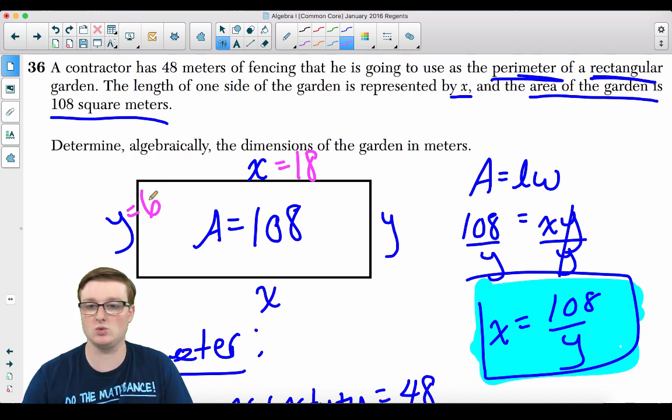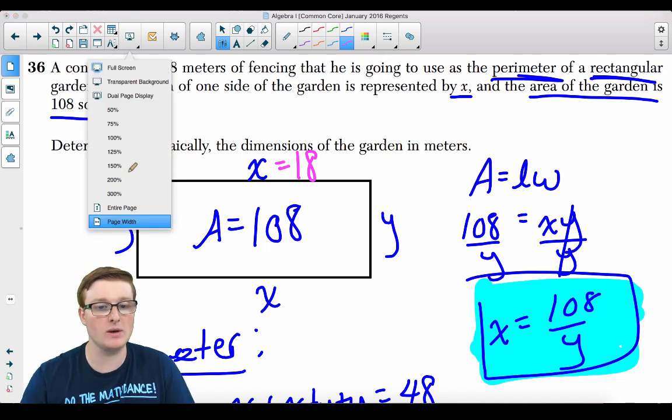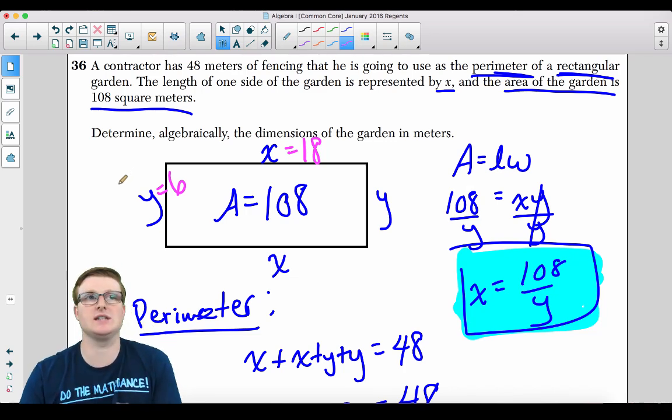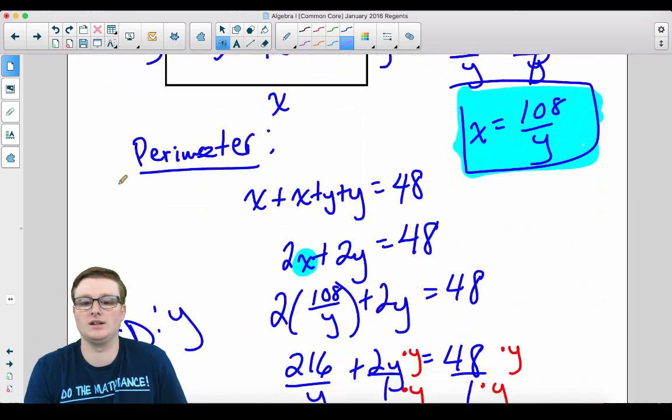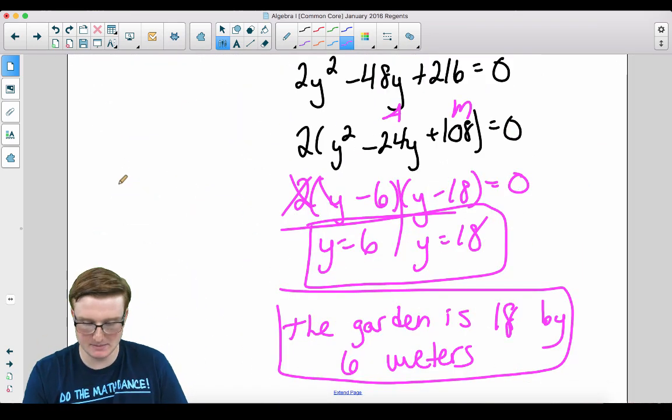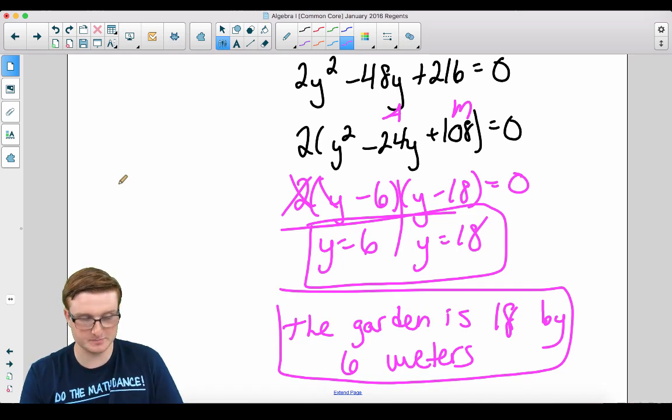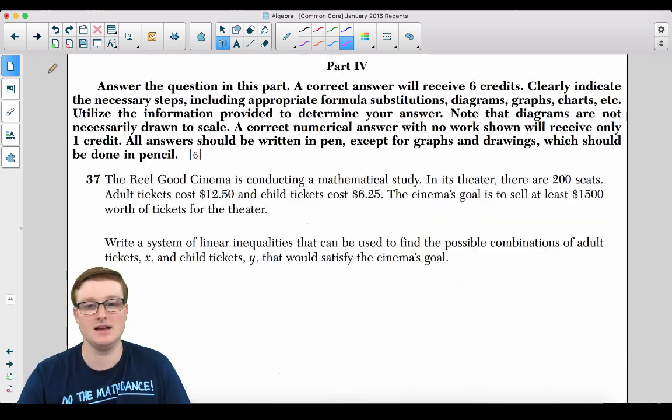Because that's your length, that's your width, done, it's over with. You have 2 y values. It has to be another one. So that's why the garden is 18 by 6 meters. And that's how you do that question.